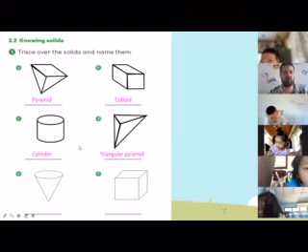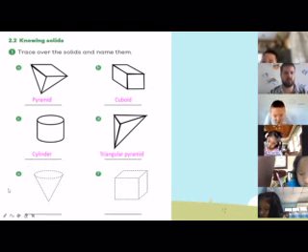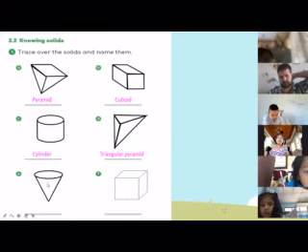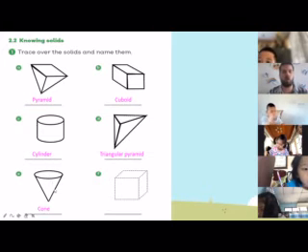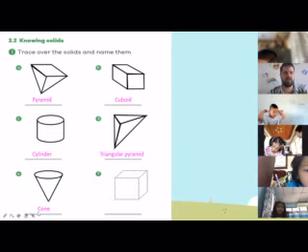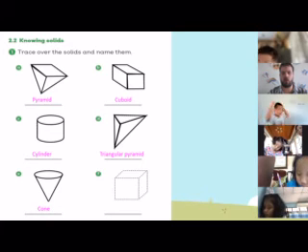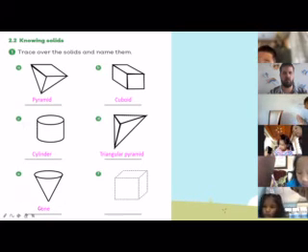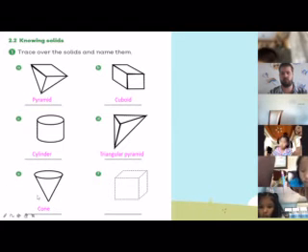Okay, let's move on to our next one. E. I hope everyone's ready. E, so let's trace E first. E is called a cone. Cone, like an ice cream cone. And to spell cone, it's C-O-N-E.